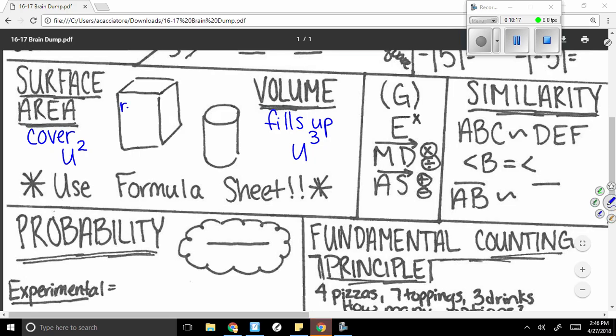Remember, this shape right here is our rectangular prism. I'm just going to shorten this. And this one that looks like a can of soup is a cylinder. And this is where we need to use our formula sheet. That is super important. You do not have to memorize those formulas. You will be given a formula sheet at the start of your SOL to use throughout your time.